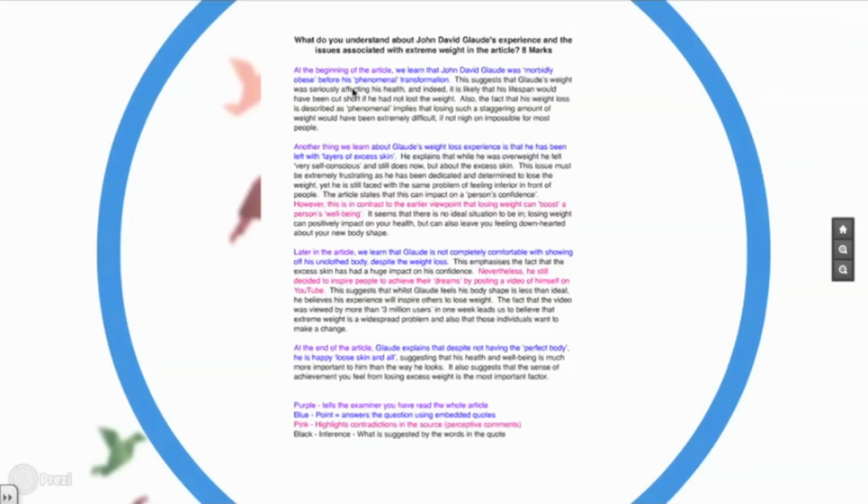You can also see that at the beginning of each paragraph, I have pointed out to the examiner that I've read the whole of the article because I've used phrases such as at the beginning of the article, later on in the article, and at the end of the article. So again, the examiner is clear that you have read the whole of the article and not just skim read the top. So let's have a look at this first paragraph then.